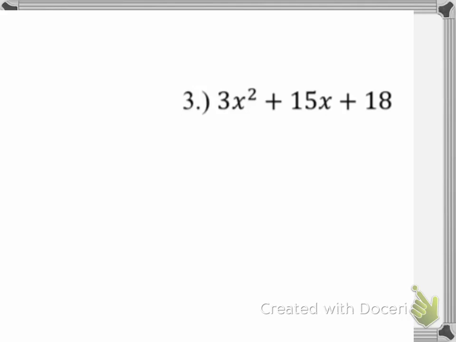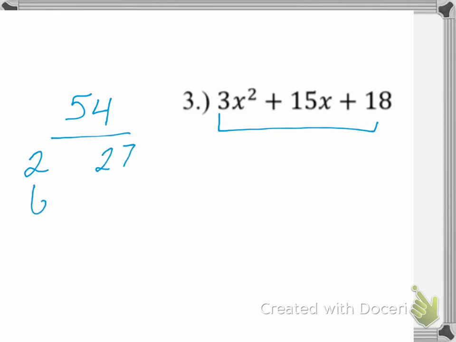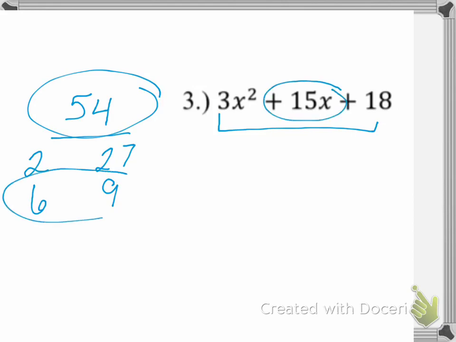Number 3, so I'll have to do 3 times 18. That's going to give me, let's see, I'm doing this in my head, 54. So let's see, factors of 54 that add up to 15. So I know that would be 2 and, let's see, 27. Okay, that doesn't work. What about 6 and 9, right? So that would be perfect because the product is positive, their sum is positive, so these will stay positive.